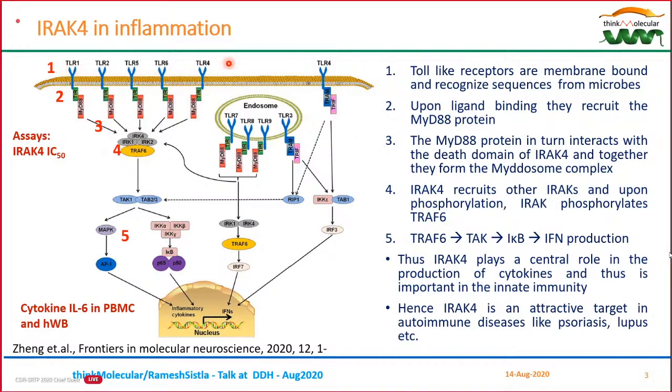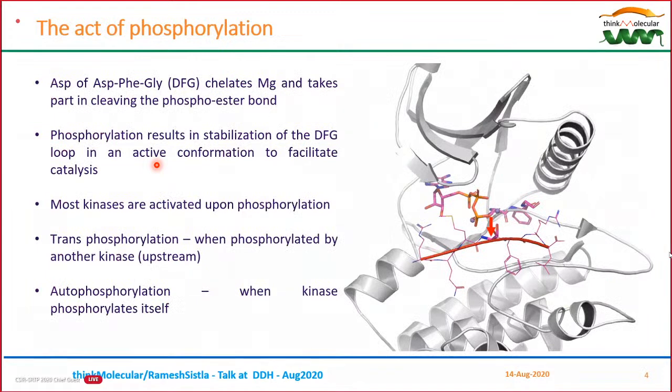And pretty much, although there are a number of TLRs, a number of TLRs actually converge their signaling on IRAK4. Therefore, IRAK4 is thought to be a very good target in immunology. So, with that introduction to the pathway, since this is a molecular modeling talk, let's get down in more detail to what happens at the molecular level.